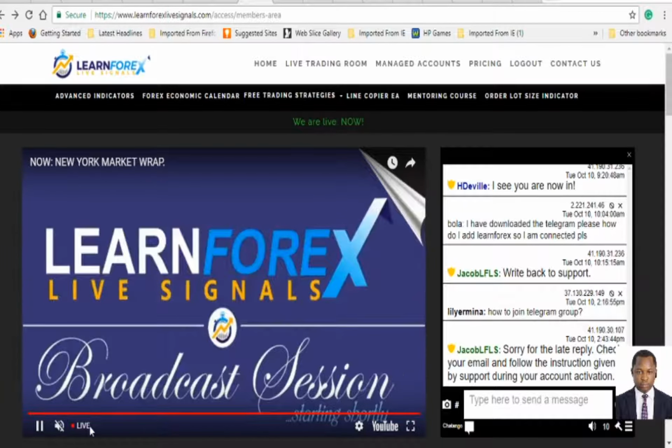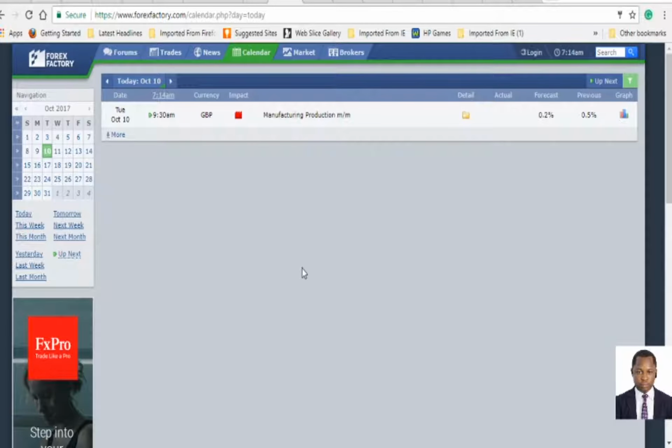All right, let's now move on to the Forex Factory economic calendar to see those high impact news announcements that are scheduled for tomorrow. Today is already over. We had just one from the sterling pound, and that's over already. So let's look into tomorrow's economic events.